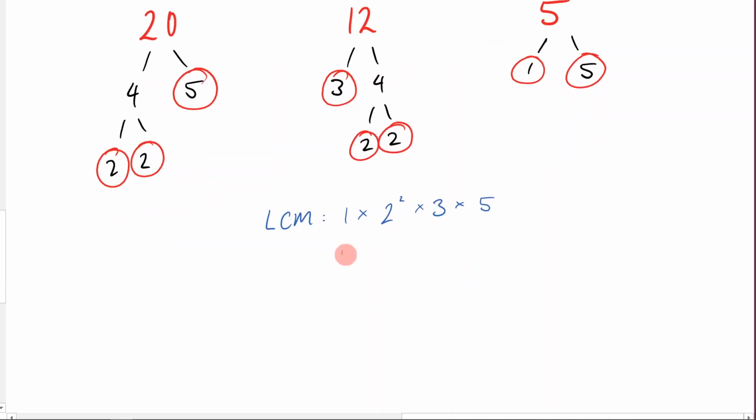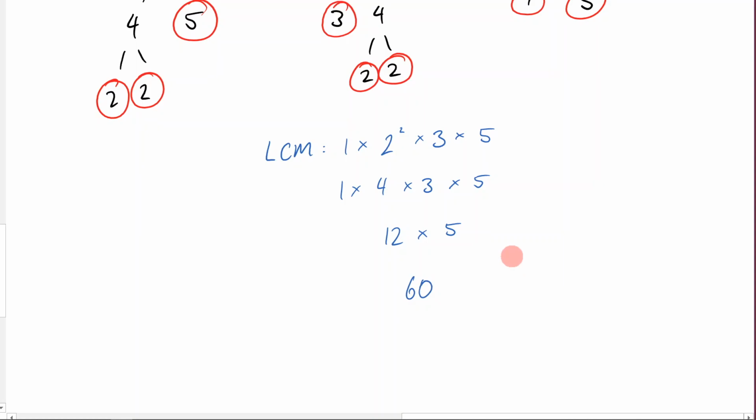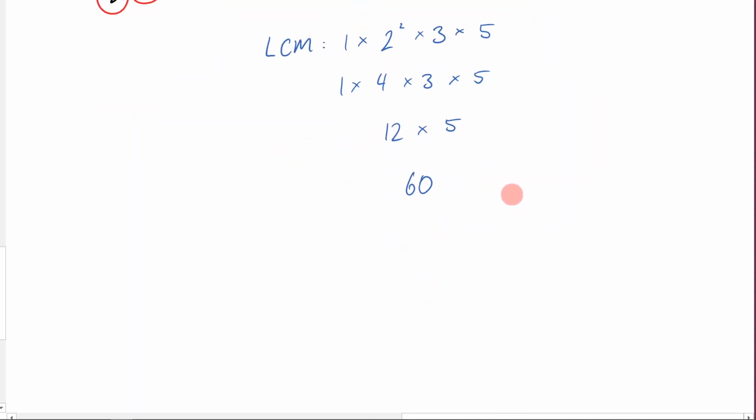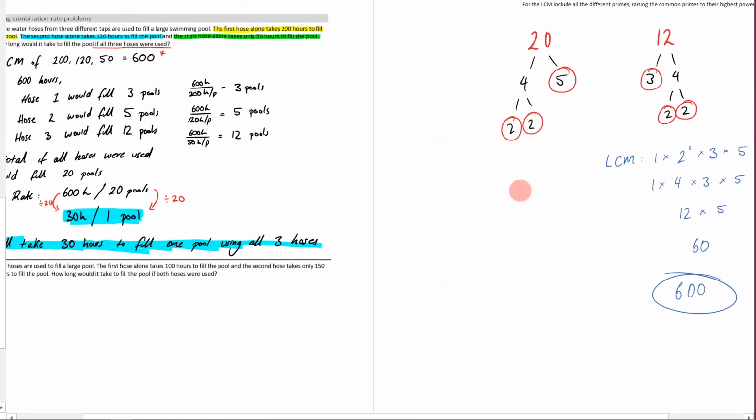And now I can go 1 times 2 squared is 4, times 3 times 5. 1 times 4 times 3 is 12. 12 times 5 is going to be 60. And then remember, I said that because we took off a 0 at the start, I have to make sure I add that 0 back at the end. So my answer will be 600. And that's what we found over here, 600.